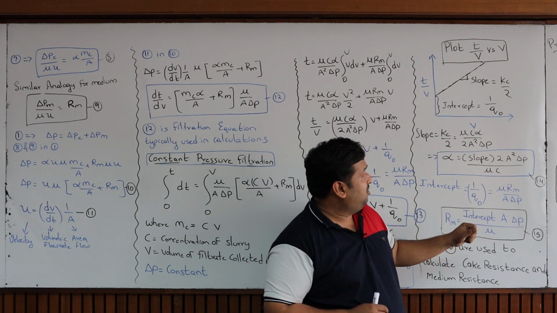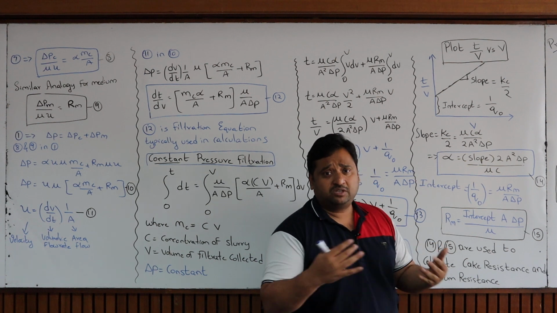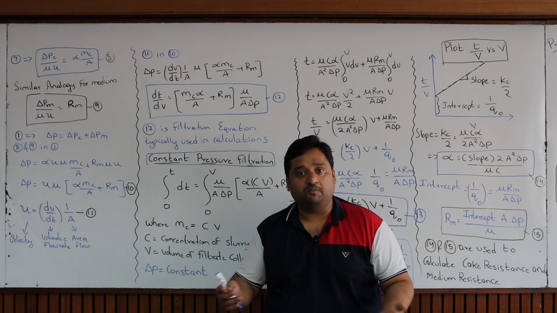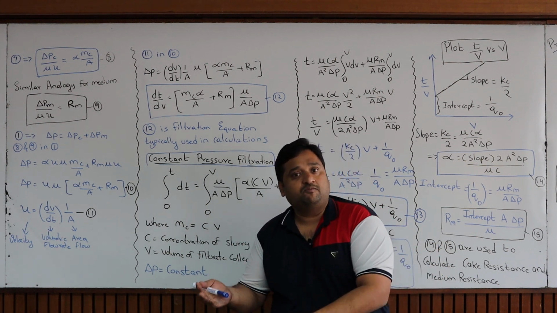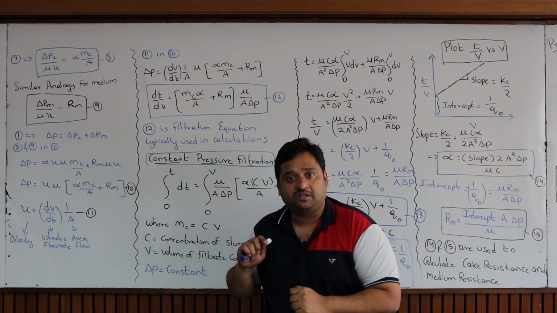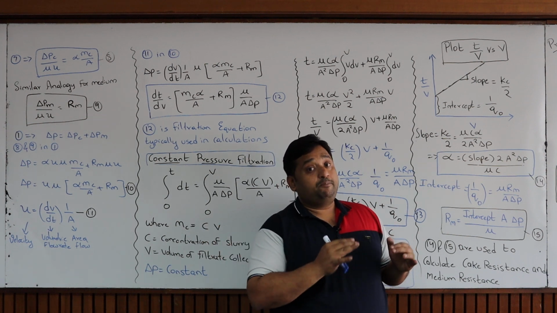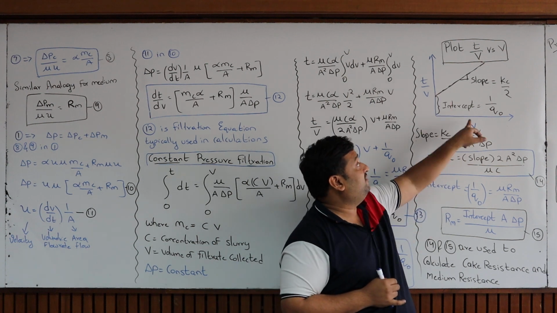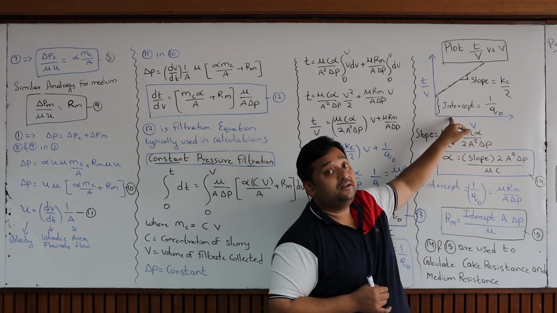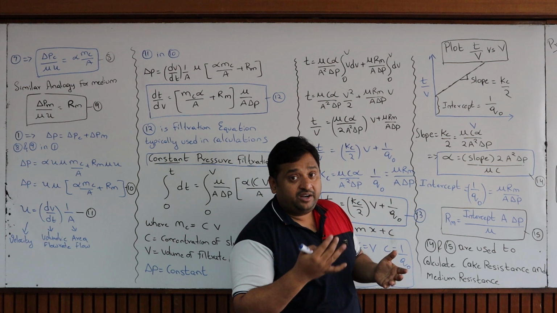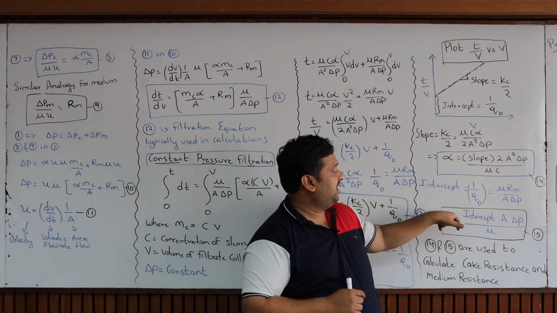That means if I know the slope of the curve, that means if I do some experiments, I get the time versus volume, right? How much time, what is the volume of the filtrate I have collected from the filter press or any filtration unit. If I plot those t by V versus V, from that you get a slope and intercept. From the slope and intercept, from laboratory experiments, I get alpha and Rm.